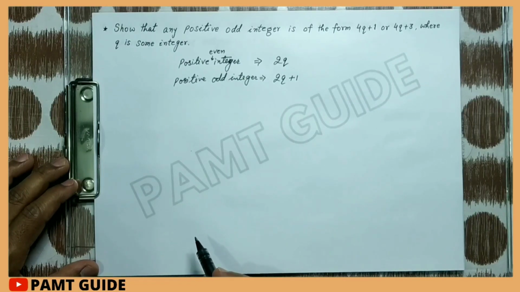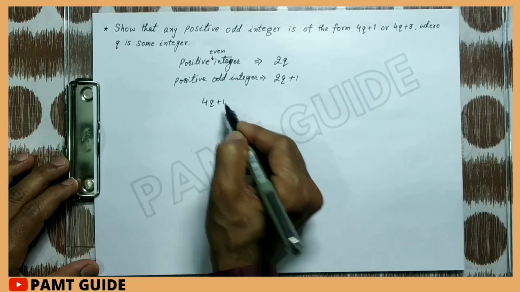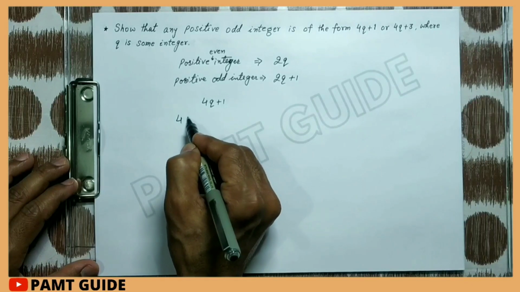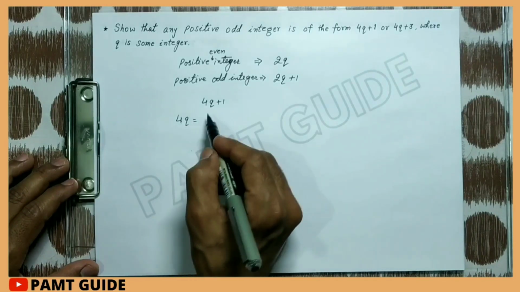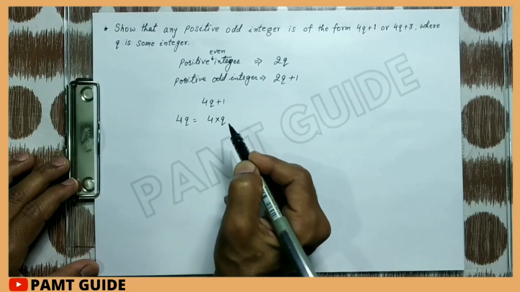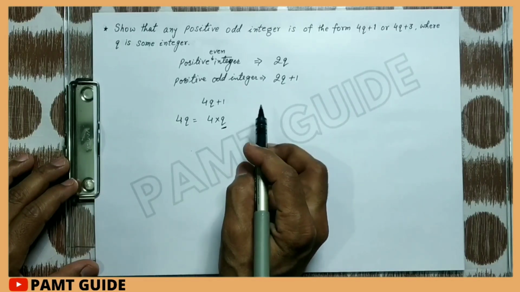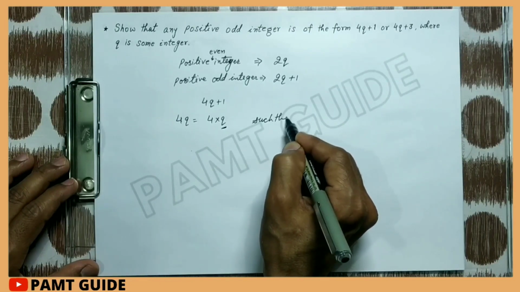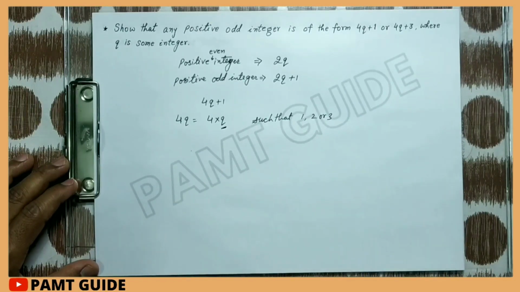Then first of all, we understand 4q plus 1. Here 4q means 4 is a multiple of q. 4 is a multiple of q. And q may be any integer. Q may be any integer such that 1, 2 or 3, any positive integer.